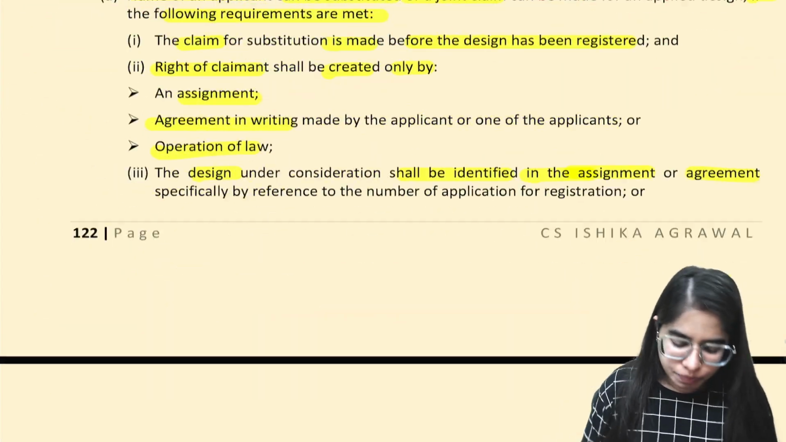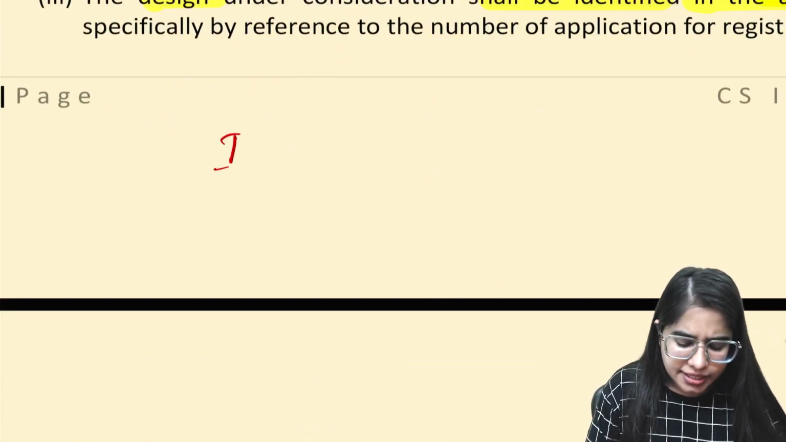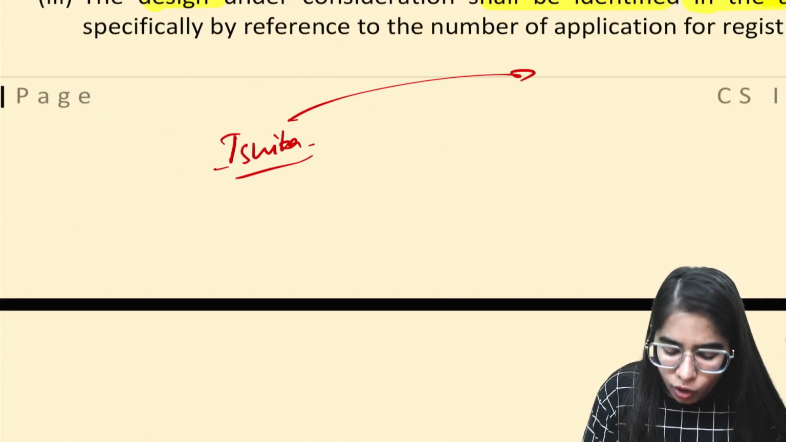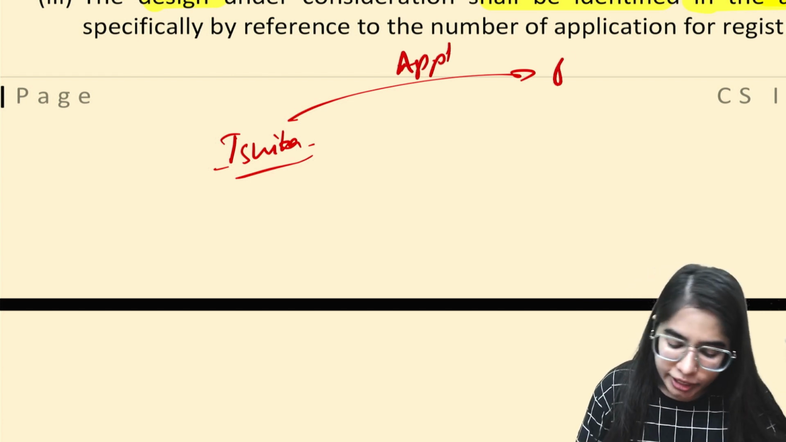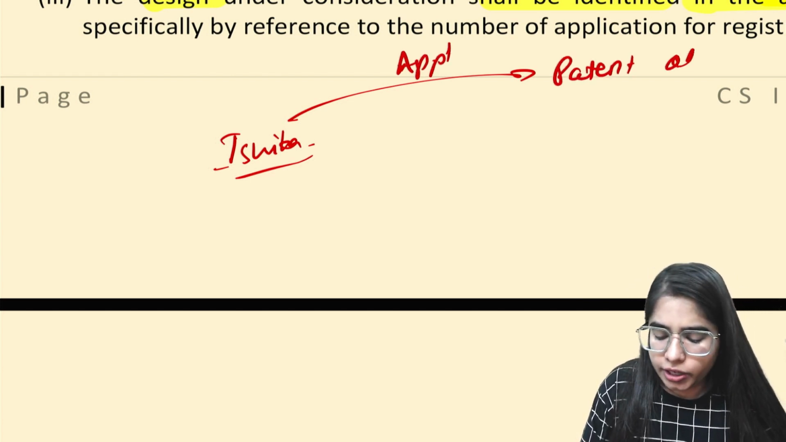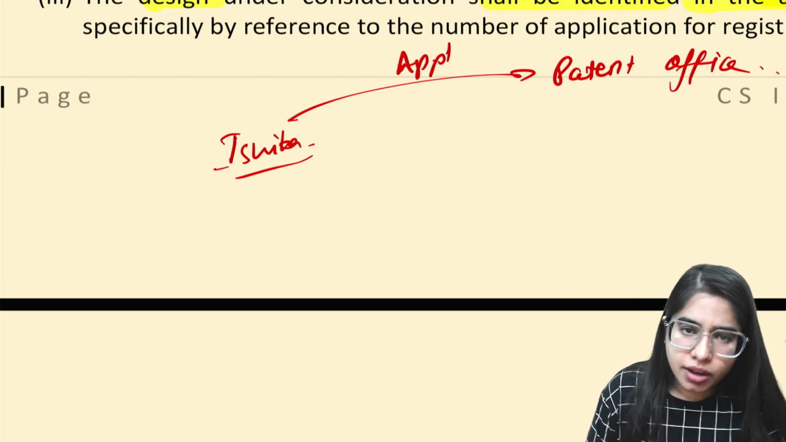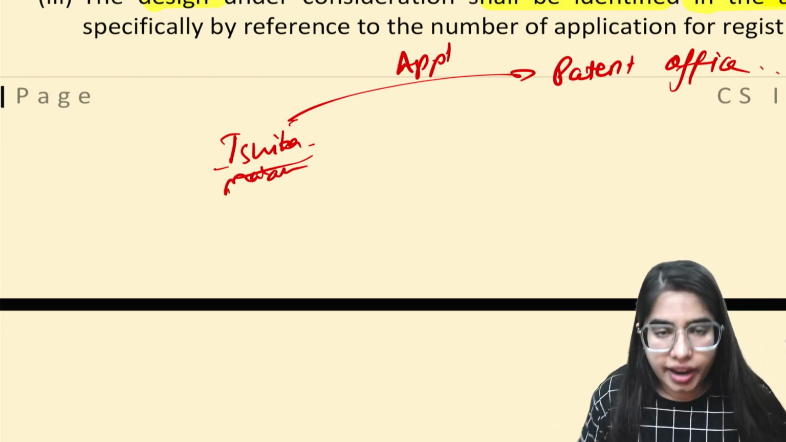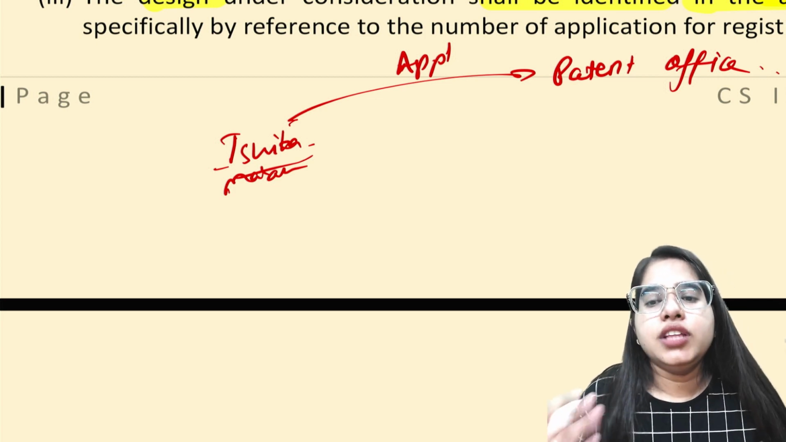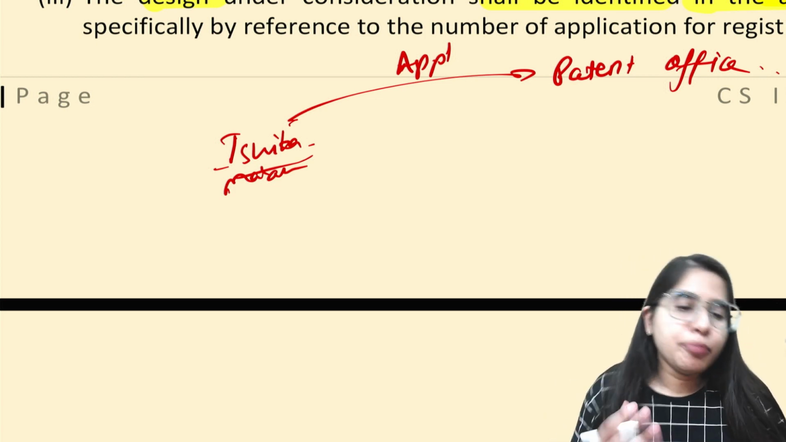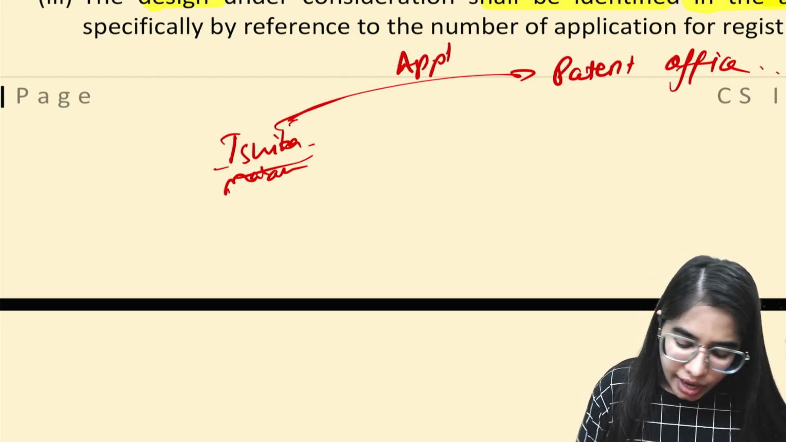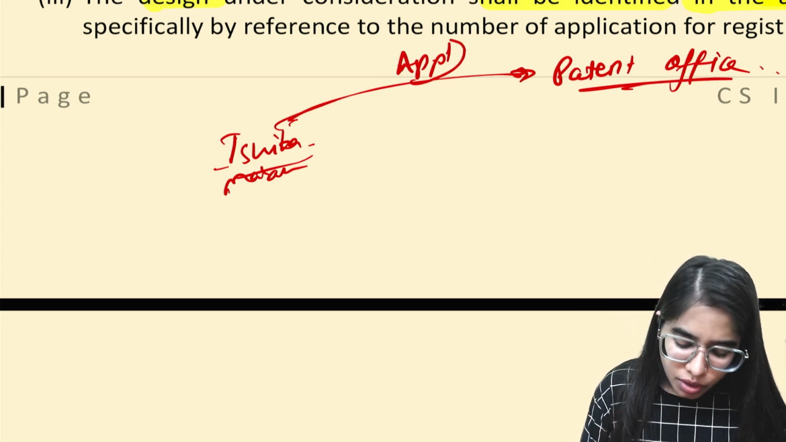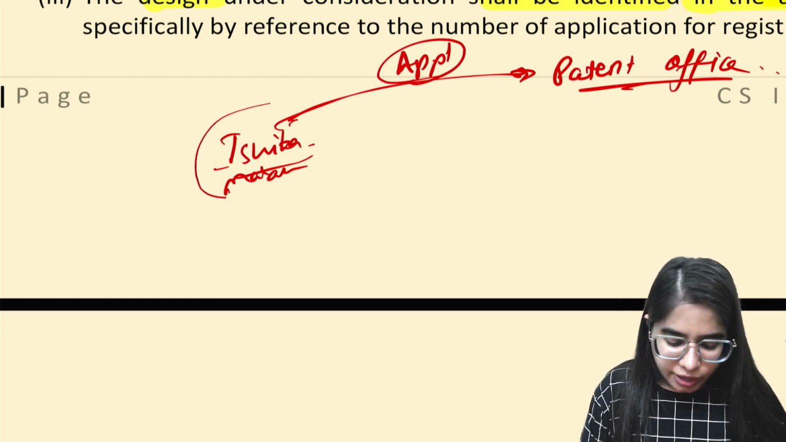For example, I made a design. Ishika madam, I made a design. I already made an application to the patent office. Patent and design office is the same, na. Let's say I made a design with the help of Pinky and Preeti, and I applied to the patent office for registering that design in my name.